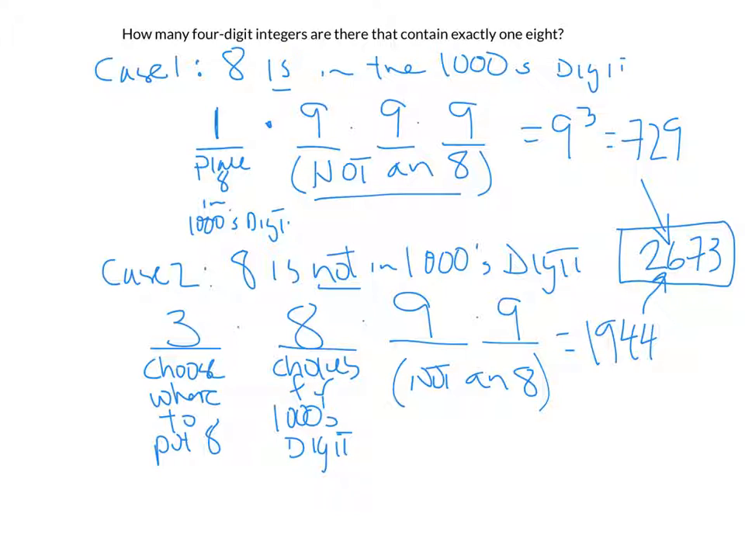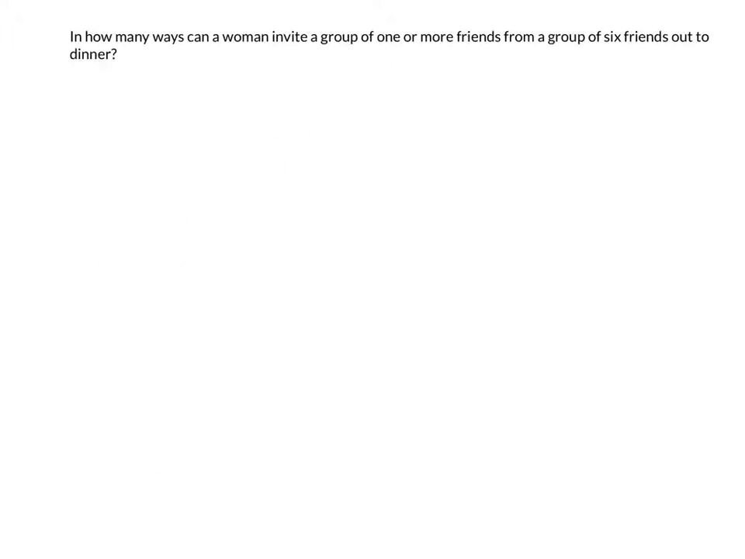Okay, let's try one more problem. So this is an interesting problem. This is a little bit similar to the at least one problem that we did at the beginning of this video, because we're asking how many ways can this woman invite a group of 1 or more of her friends. So that means she's inviting at least one friend out of her 6 friends to dinner. Obviously she isn't having a dinner group if it's only her.